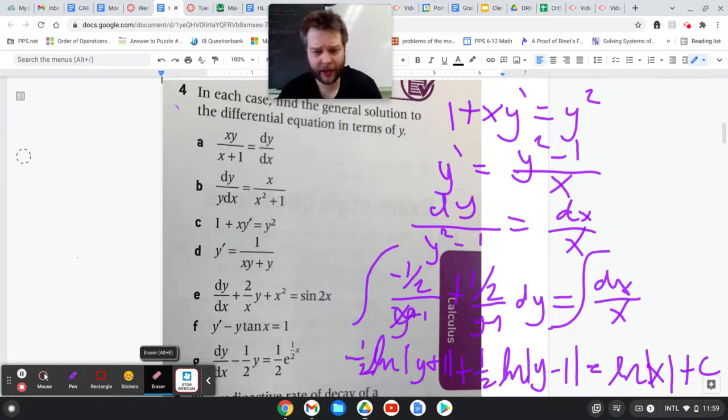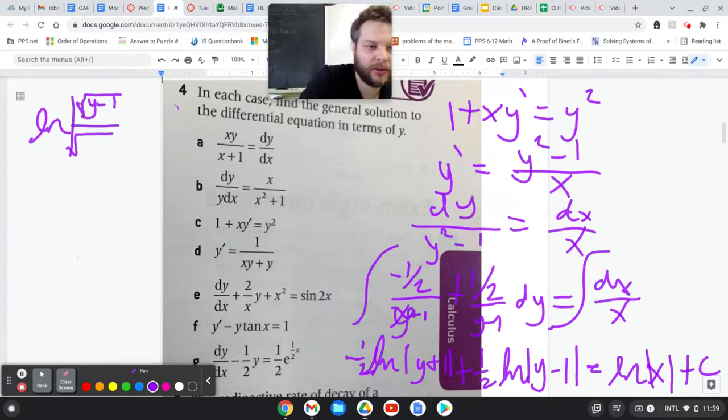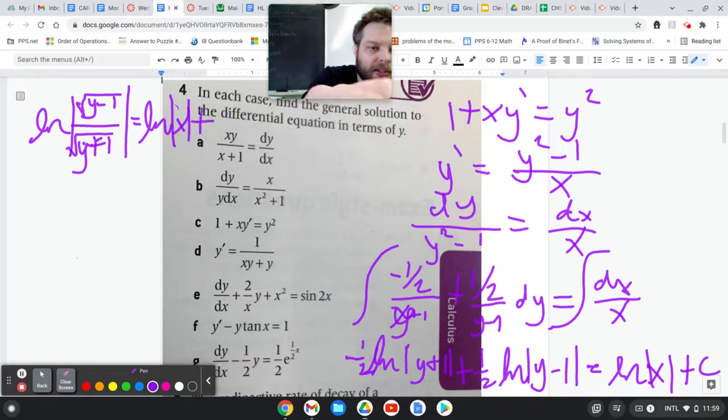Now we know that you can combine natural logs together, and this left side can be rewritten then as, and you can also bring the 1/2 up as a power, which is a square root then. So you can rewrite the left side as the natural log of the square root of y minus 1 over the square root of y plus 1, equals natural log absolute x plus c.